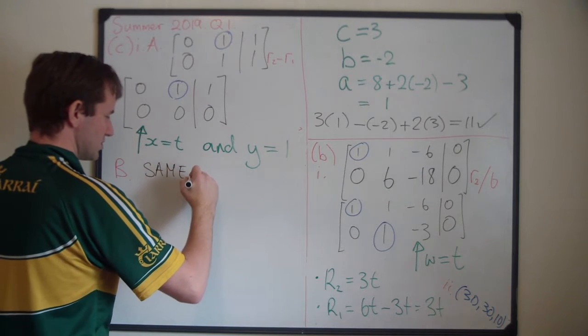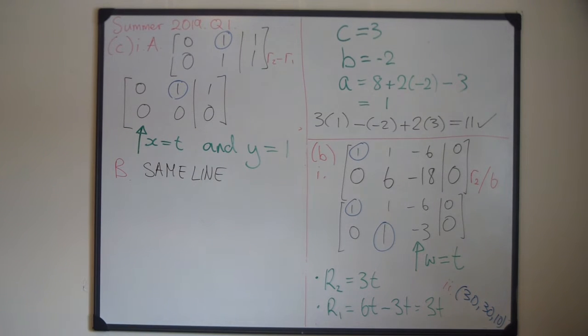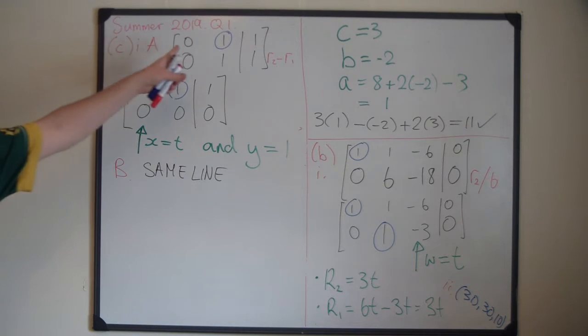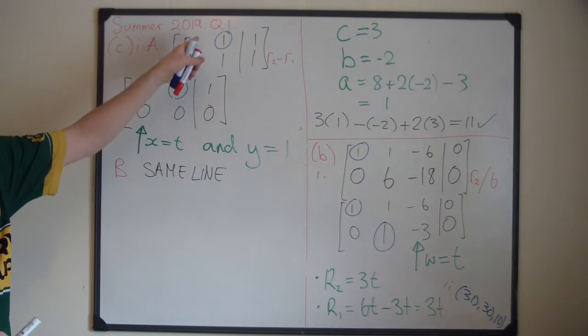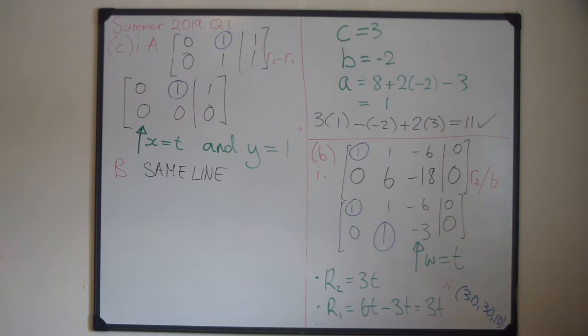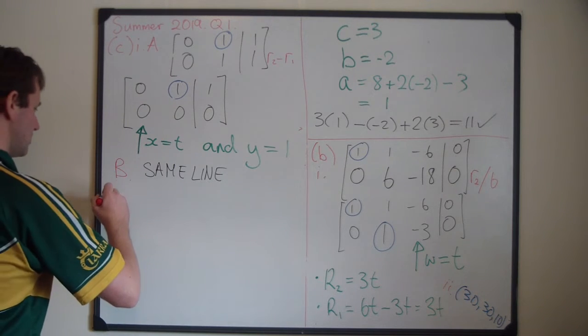You can draw pictures, but ultimately it boils down to the fact that the equations are exactly the same. So there are two lines, but they're both the same because they have the same equation. Okay, that's that done. Not too bad.